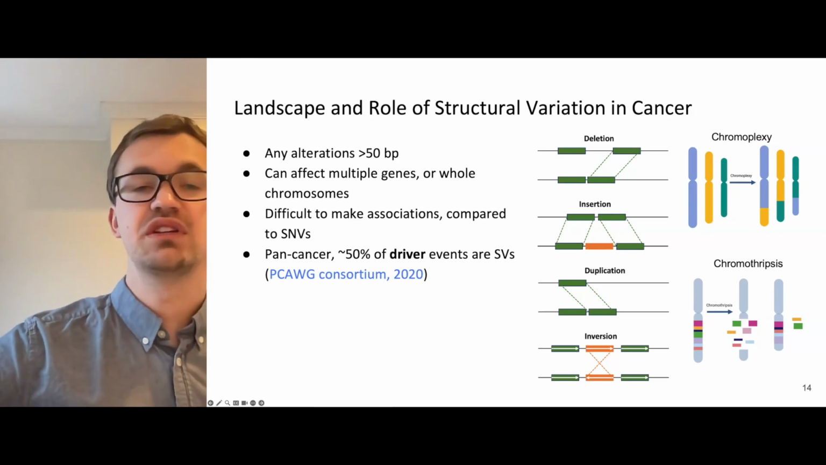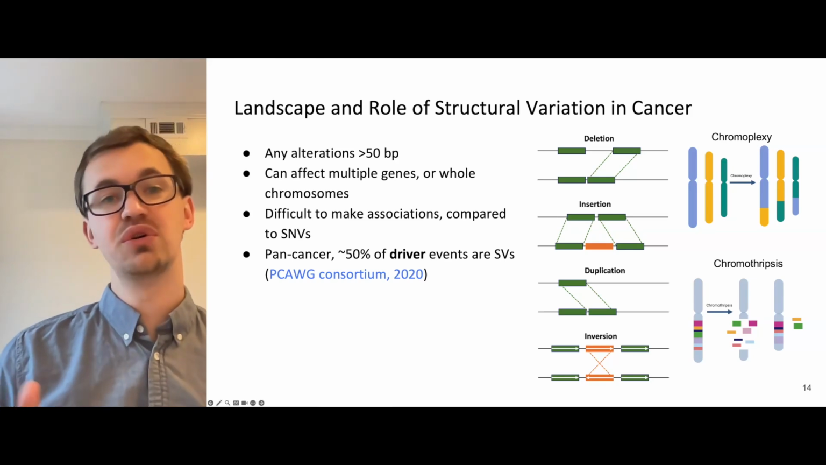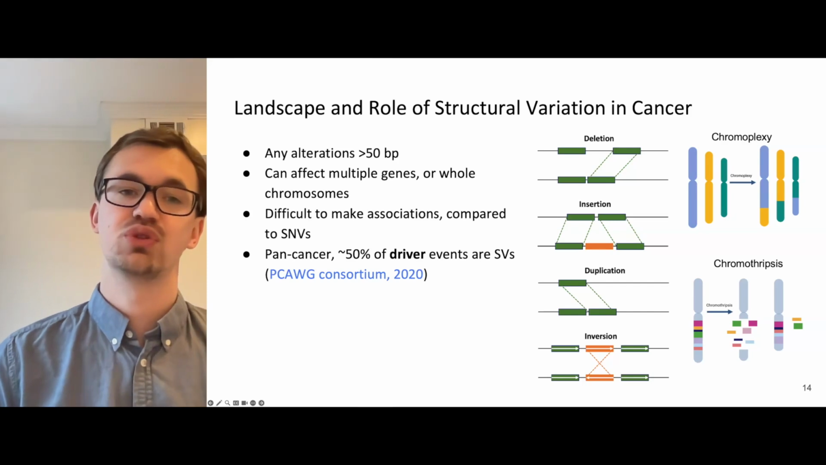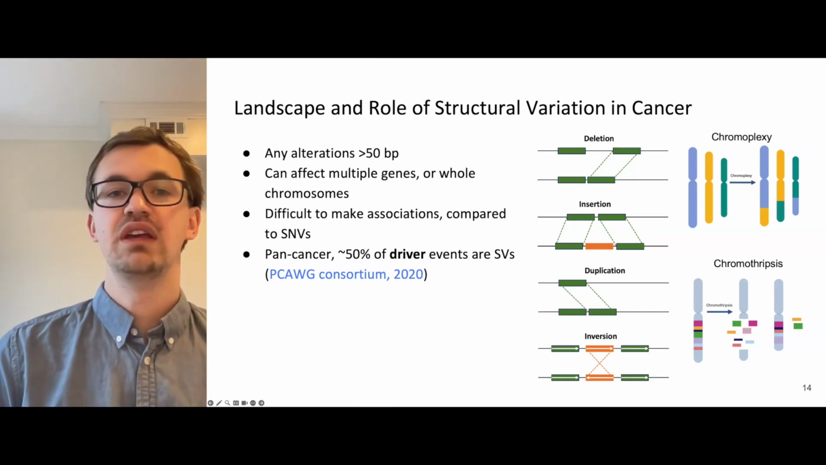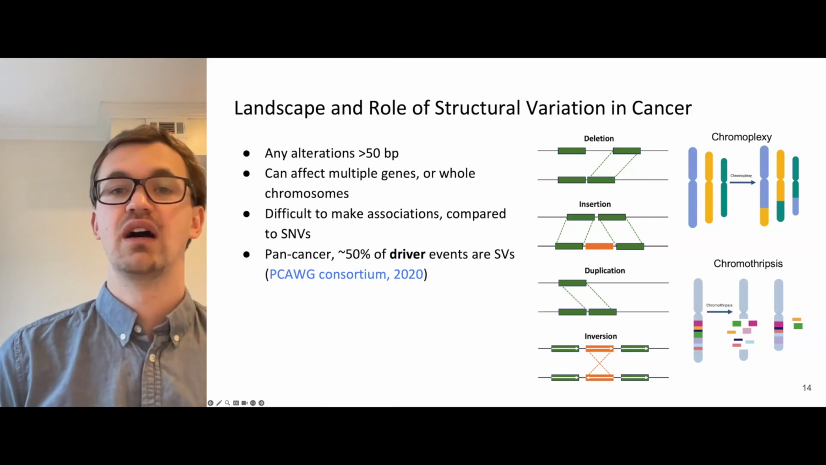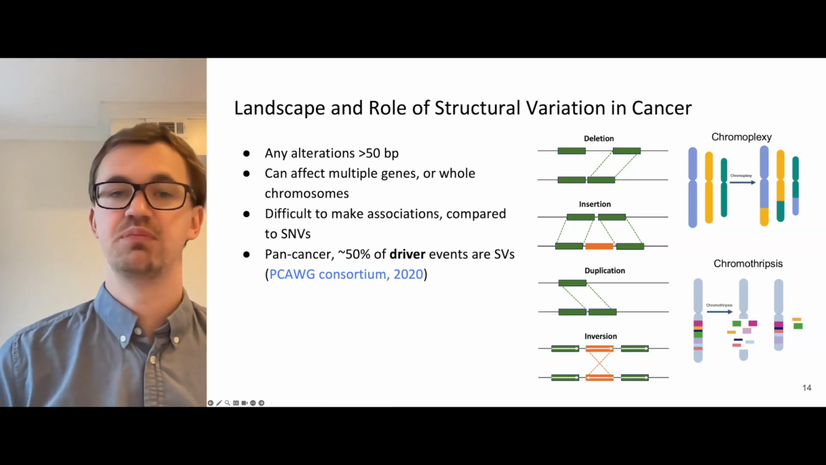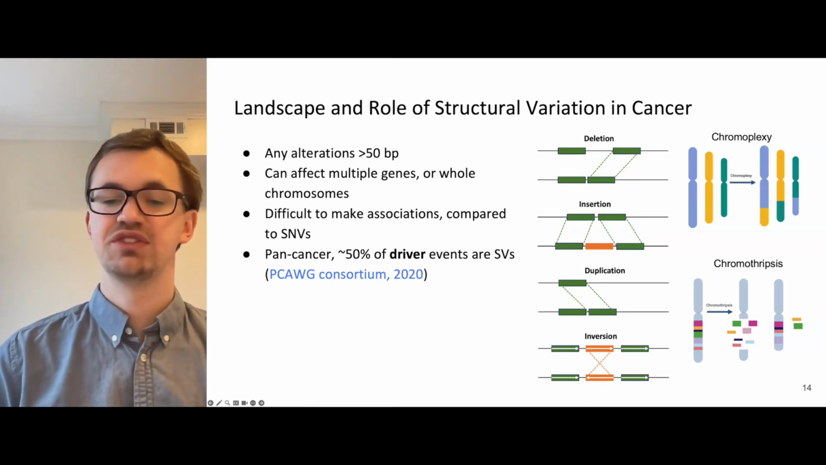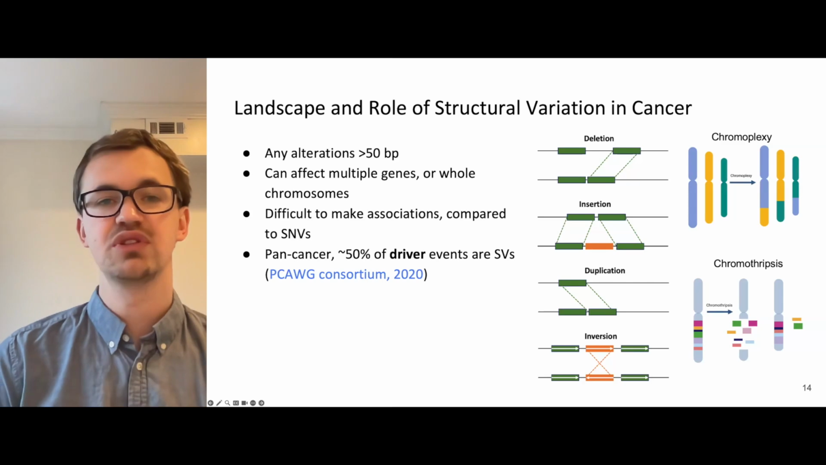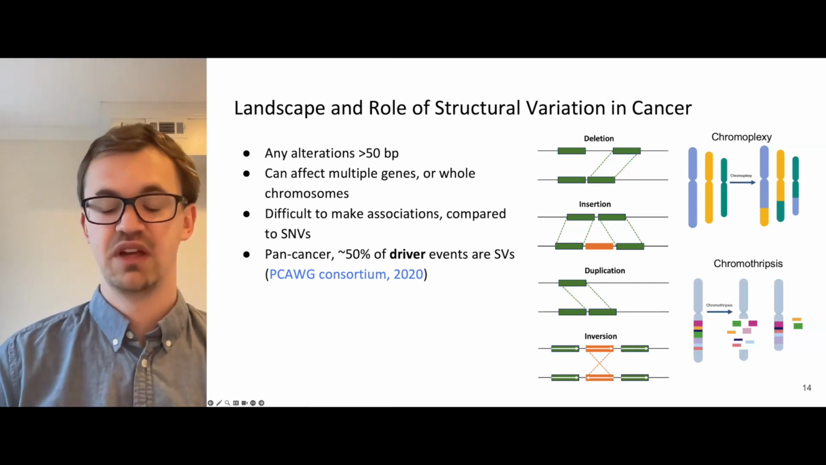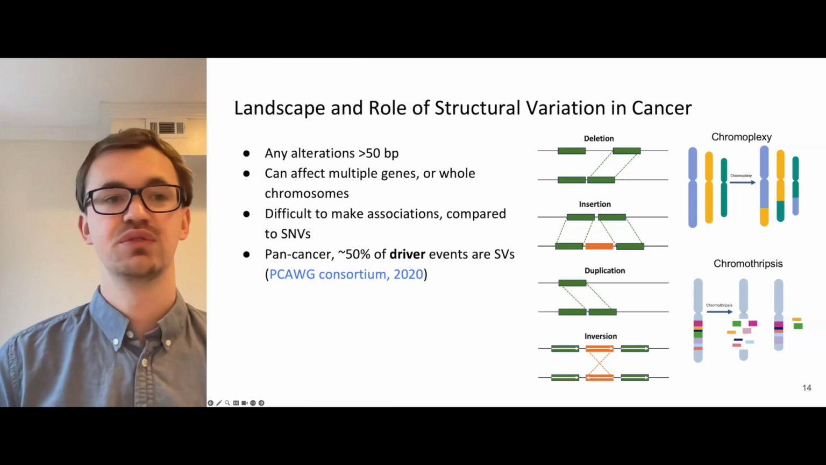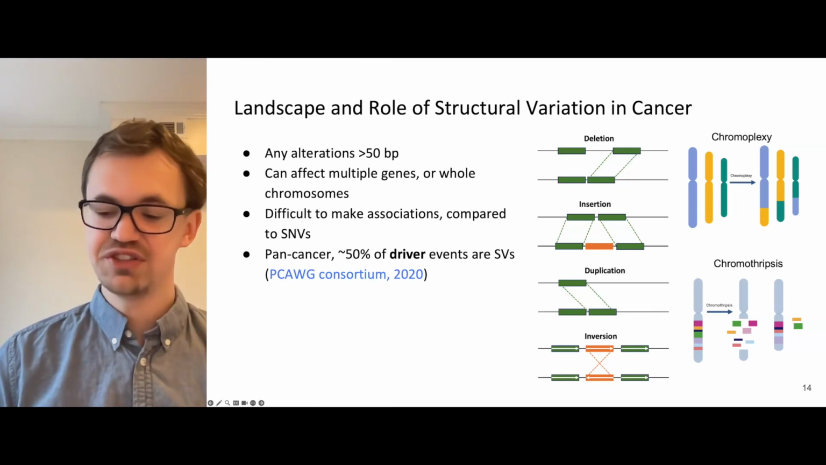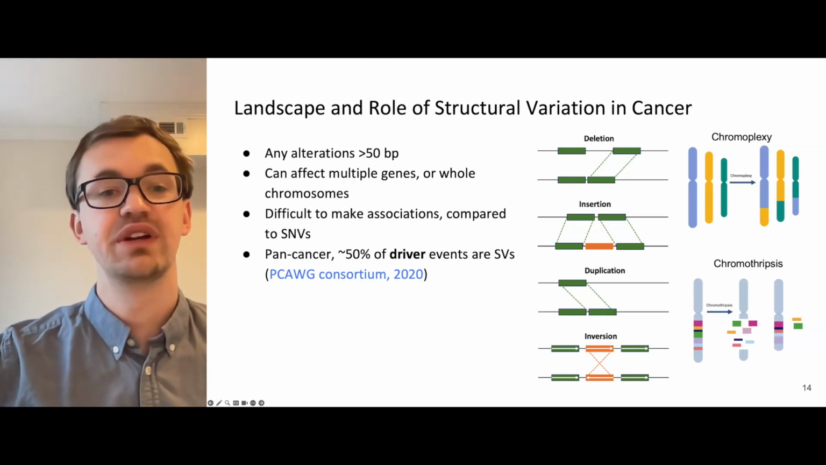As you can see on the right, we have quote-unquote simple variation that we typically observe in germline, such as deletions, insertions, duplications, inversions. In cancer, we often observe more complicated patterns, driven by different mutational processes, such as chromoplexy, when there's a balanced exchange of DNA material between multiple chromosomes, or chromothripsis, when the chromosome is shattered and then reassembled in a different order. So we are, of course, interested in studying these complicated processes with long reads.